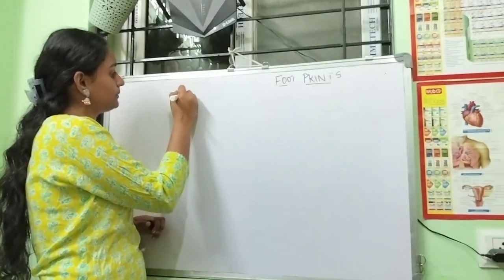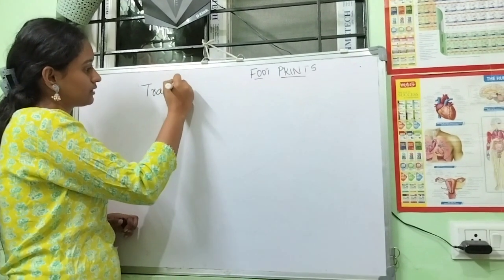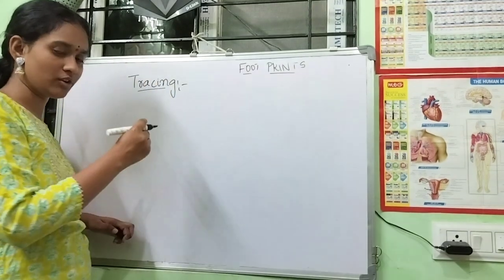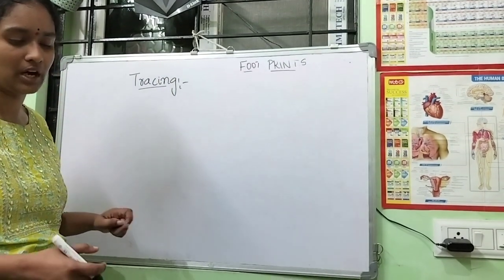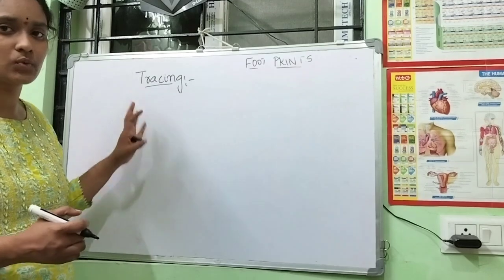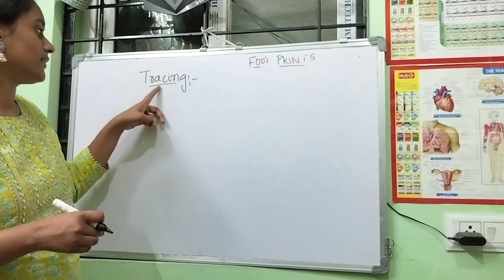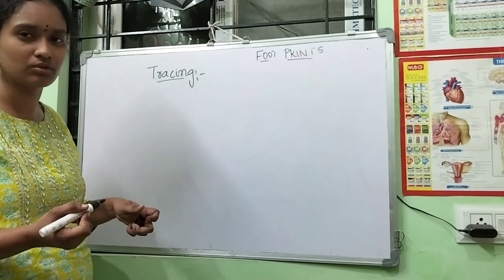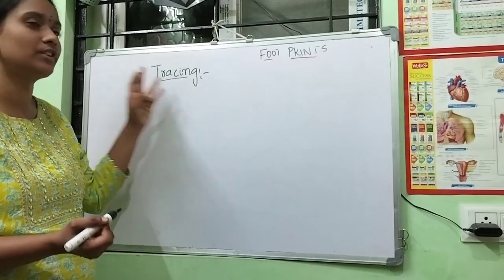Okay, now the second type is tracing of the footprint. The first one was photograph. These all come under the collection of the footprint, how we have to collect the footprints. The first one is photograph, and the second one is tracing. As you all did tracing of images, photos, coins, like that only we have to trace this.